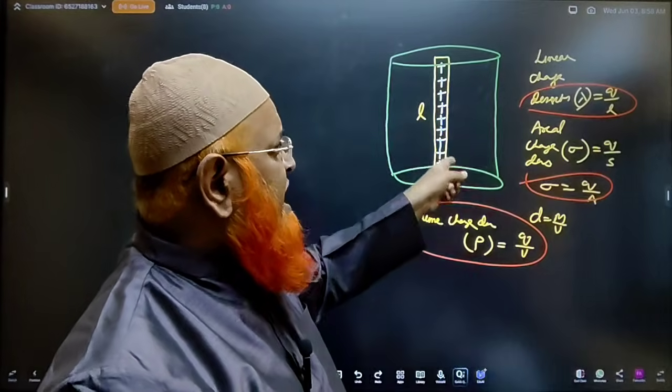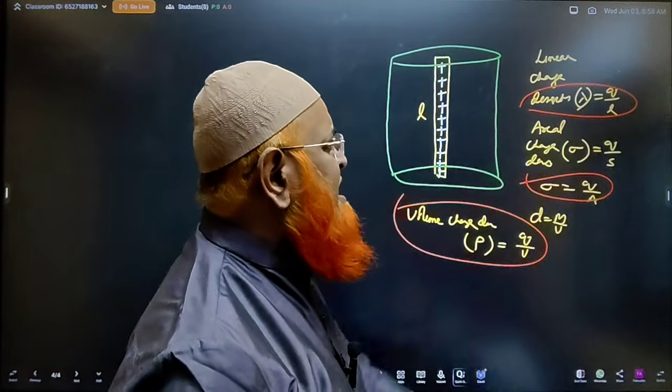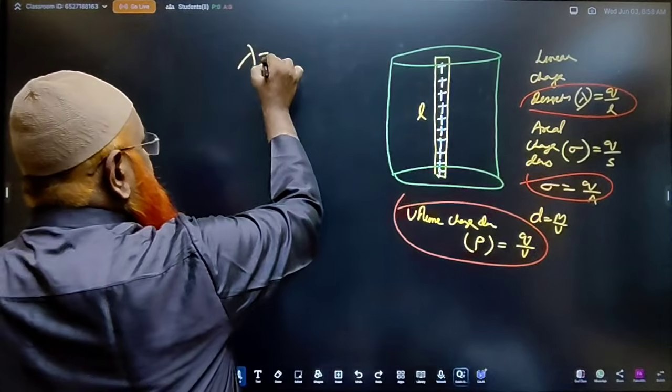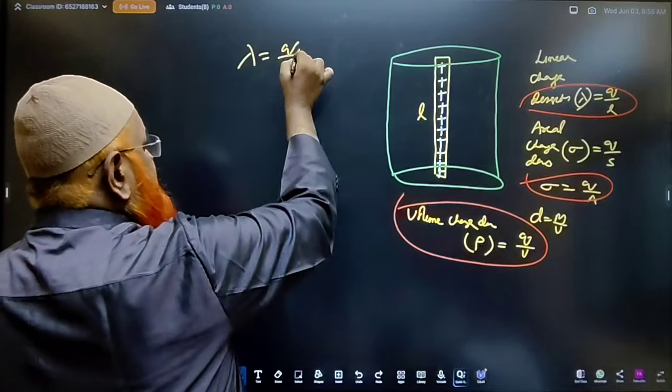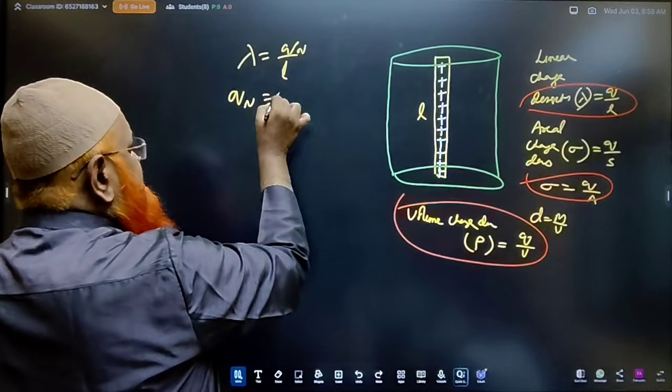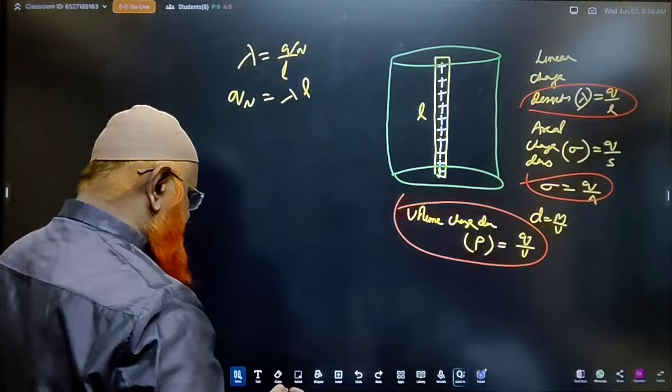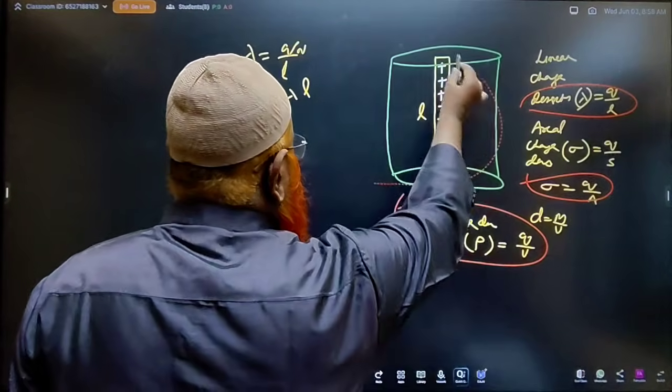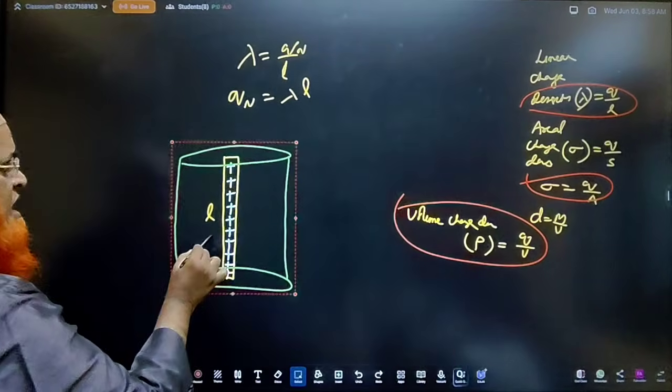So now I am taking a line of charge. Linear charge density is charge per unit length. Net charge is nothing but lambda into L. But I have to apply the Gauss law here. Am I right or not? I have to apply the Gauss law in this case.